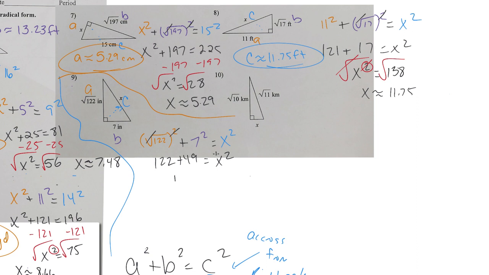I get 171. Now I have to square root both sides. X equals the square root of 171 on my calculator, which is not equals, it's about 13.08. And now I'm going to look and see, this is C. C is about 13.08, and it is inches.